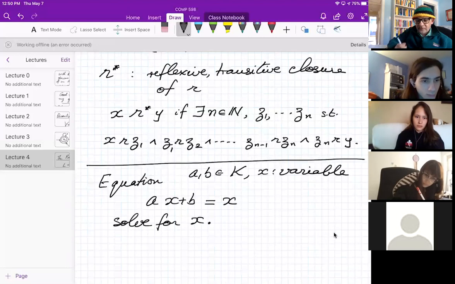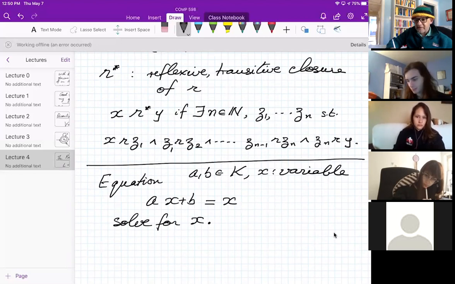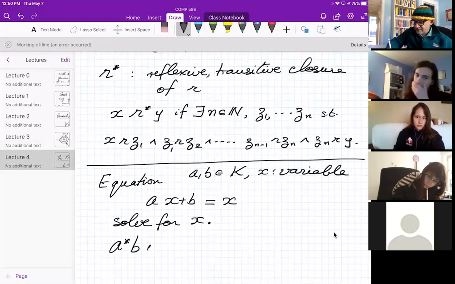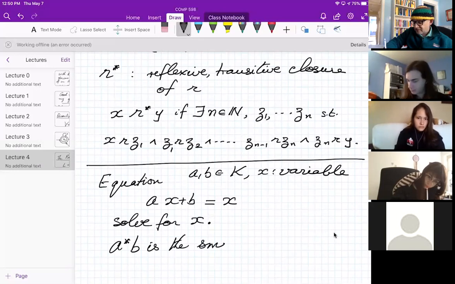And it turns out you can check, either in the general context of Kleene algebras or in the specific context of regular expressions, A star b is the smallest solution.